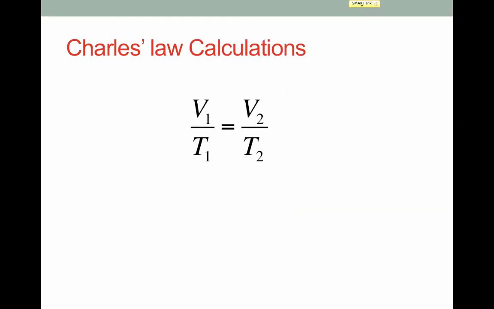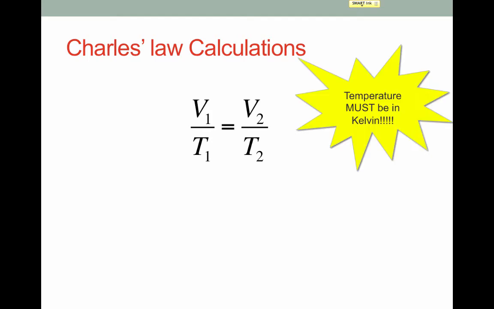There's an equation for Charles' law that looks like this. Here we have V1 over T1, or initial volume over initial temperature, equaling new volume, or V2, over new temperature, or T2. What's important is that the temperature here must be in Kelvin. As we just saw, Charles' law is the basis for the Kelvin scale.